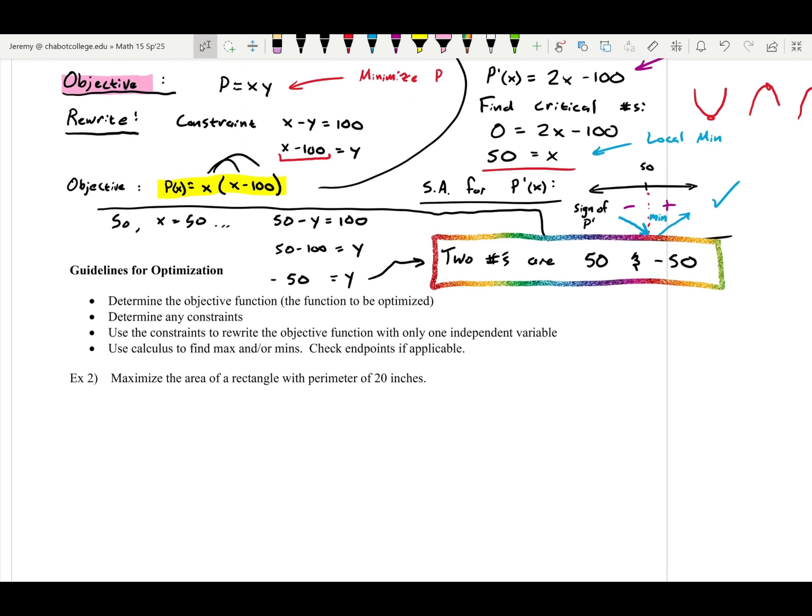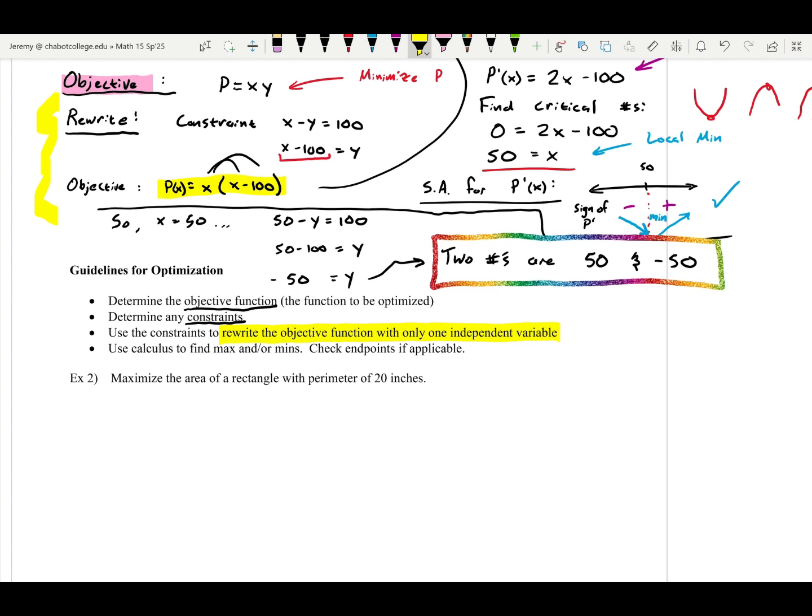And here are the guidelines that we followed just a minute ago. So when we're trying to do one of these optimization problems, we usually start by finding an objective function and determining the constraints, and then using those constraints to rewrite the objective function with only one independent variable. All right, so that's what we're doing up here. And then we use calculus to find maxima or minima, depending on what we're trying to do.